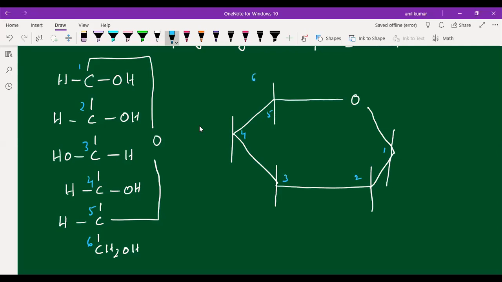First carbon is here, student. On the left side, what is there? Hydrogen is there. So you have to take hydrogen up and OH down. Second carbon, hydrogen up, OH on the right side, down. Third carbon's OH is on the left side, which means you have to take it as up, and hydrogen is on the right side, which means you write it as down. Coming to the fourth carbon, hydrogen is present on which side, students? Left side, which means up, and OH you have to take as down. And the sixth carbon, you keep in the up position, CH2OH.